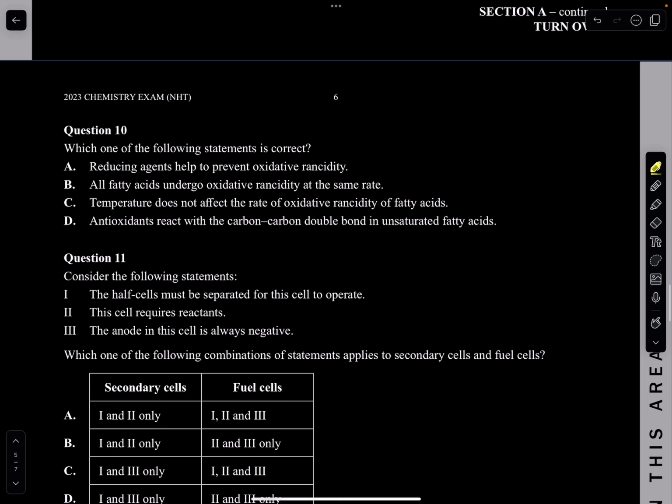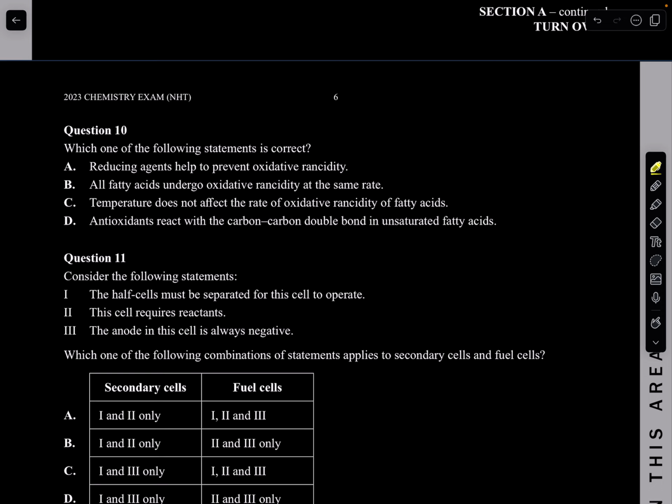Question 10. Which of the following statements is correct? A: Reducing agents help prevent oxidative rancidity. Remember, oxidative rancidity is that smell, that odor of fatty acids, like those fats and oils. If you have a double bond in a fatty acid, it reacts with oxygen and forms ketones and aldehydes, which is the smell. So, reducing agents help to prevent oxidative rancidity.